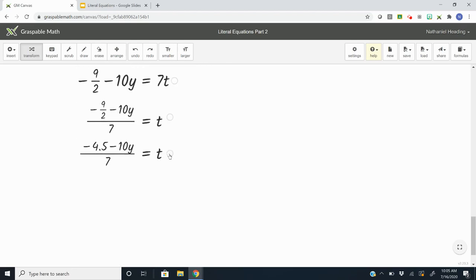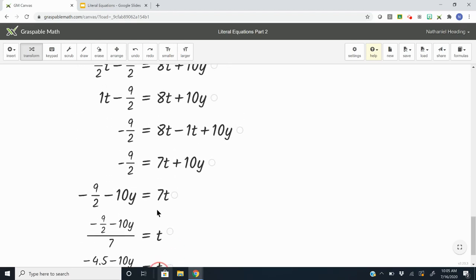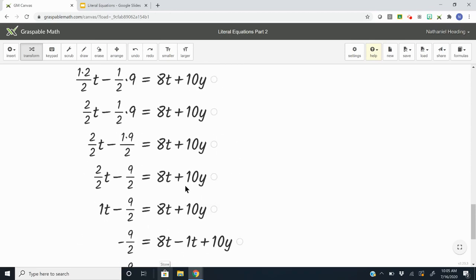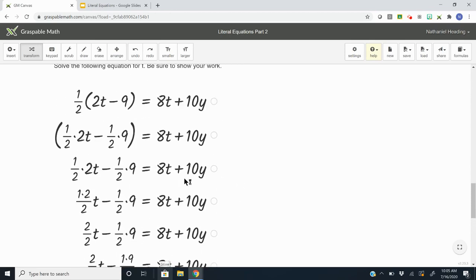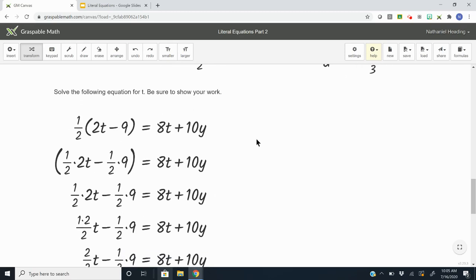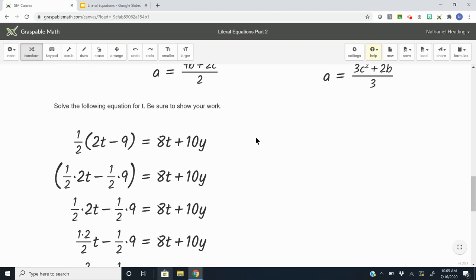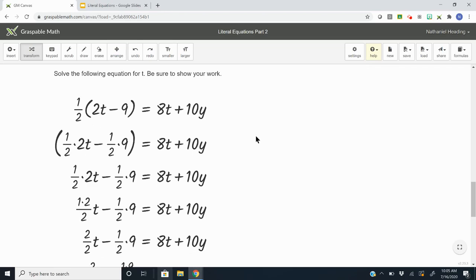Oh, we got some more steps. Quite a few steps. Keep going. All right, so there we go. There's all our steps. So for that problem, it looks like there's a lot. There really weren't that many, but there's quite a few. That's how we do it. That's how we solve literal equations when we have less numbers.